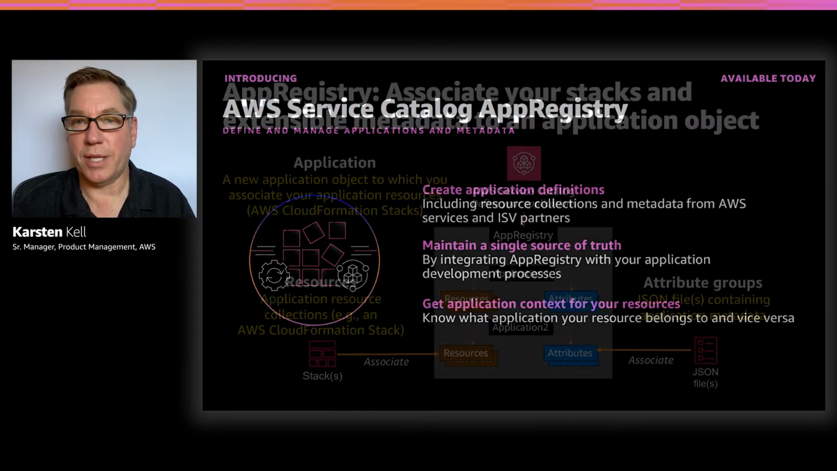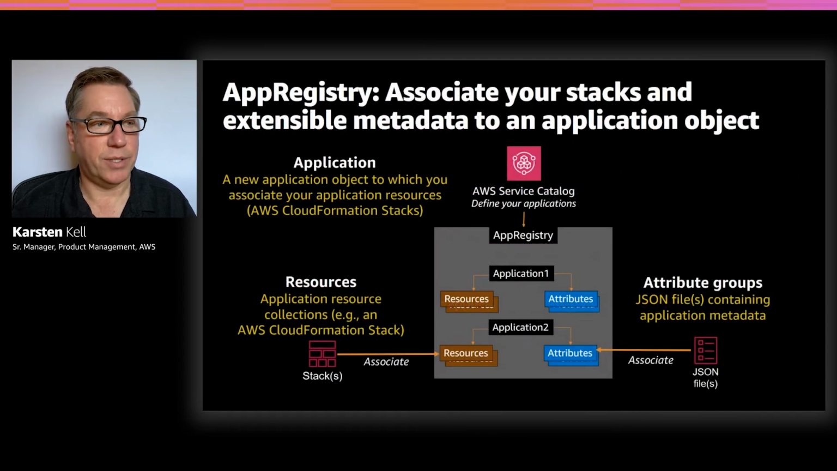So here's what that looks like. What we've done is we've created an application object within Service Catalog. By the way, I should mention that AppRegistry, although a feature of Service Catalog, does not require you to use Service Catalog as your catalog of products. You don't have to provision through Service Catalog. You can use AppRegistry independent of that. So perfectly fine to do that.